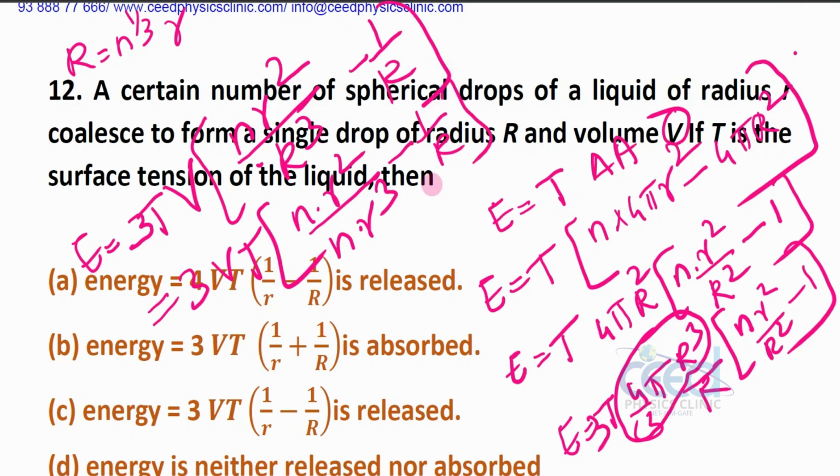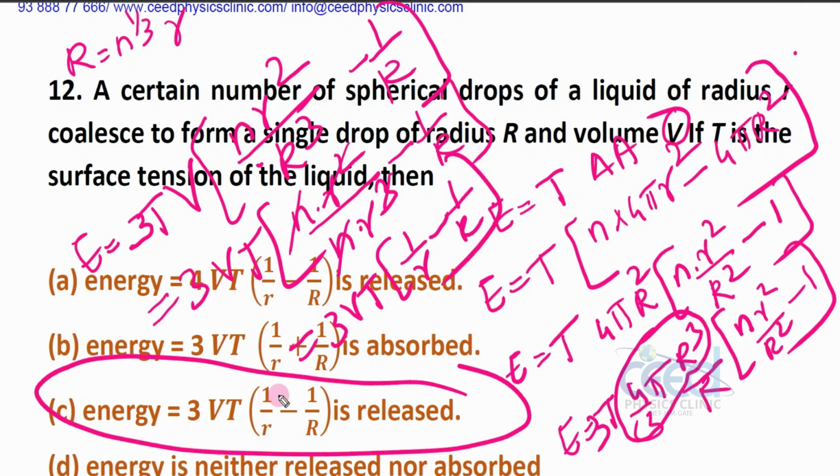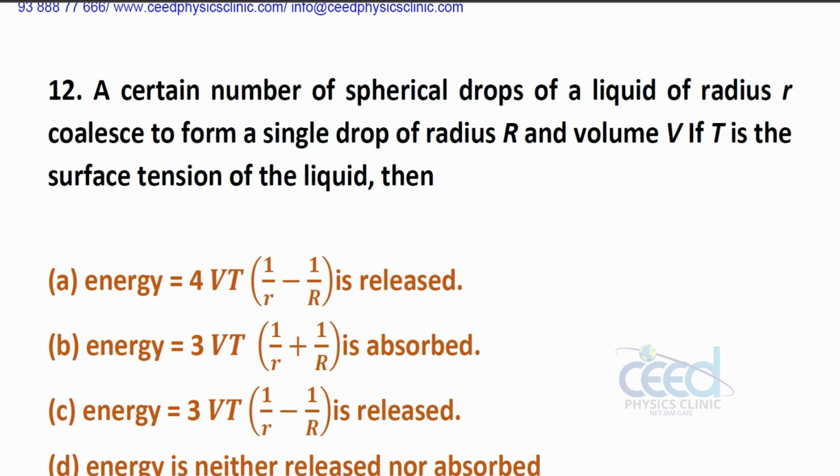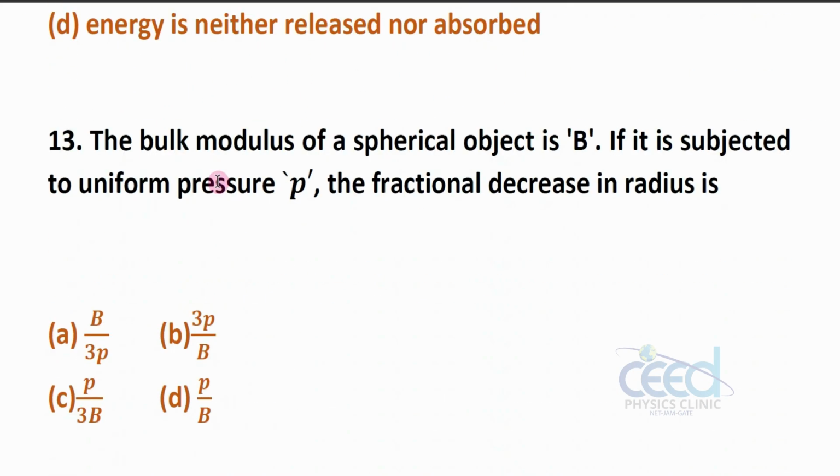All right. So 1 by r square, right? So this n cancels, this r cube. So 3VT into 1 by r minus 1 by r. This much energy is released only, right? All right. Now for breaking, at breaking time energy is released. At joining time we have to give energy to them. Okay. So all right. Now let us go to another question.